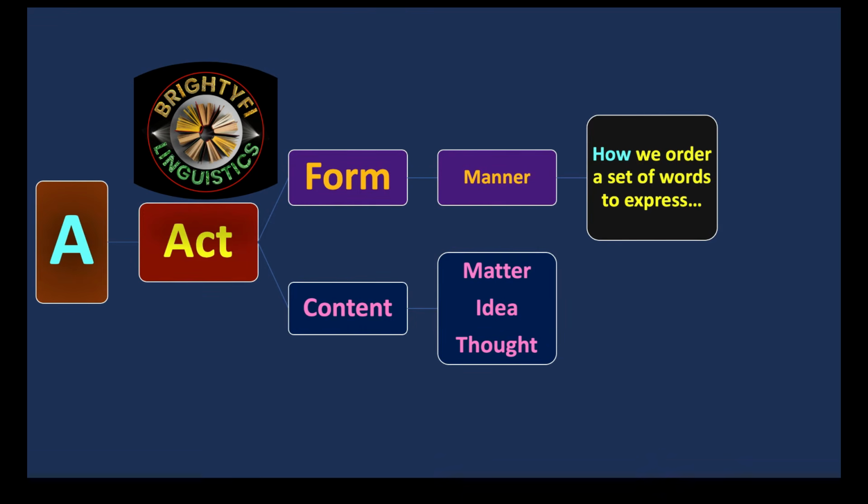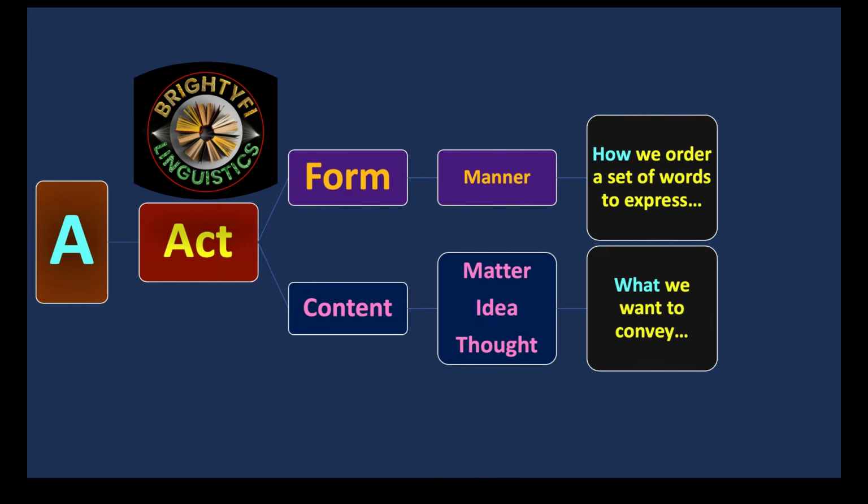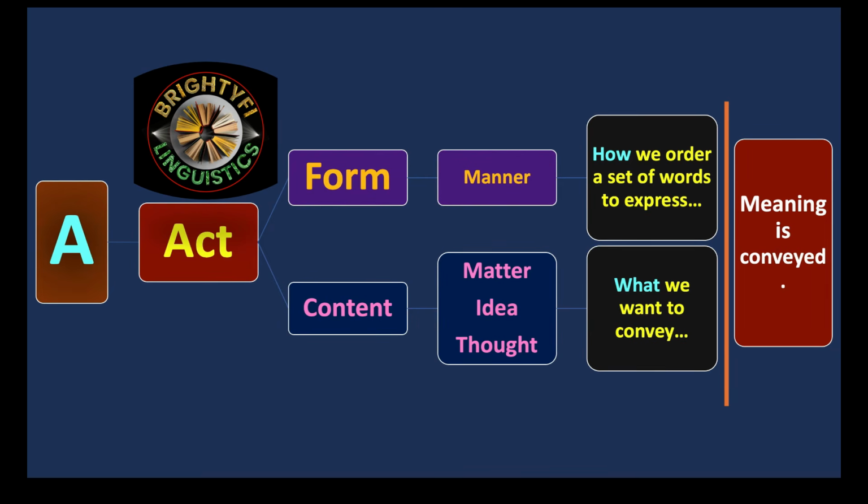Manner is about how you order a set of words to express your style, your way of expression, your way of speaking. And content, what we say, matter, idea, or thought, is about what we want to convey, what we want to say, what we want to express, what we want to share. Together, meaning is conveyed to the listener, to the reader, to the hearer, to the participants.